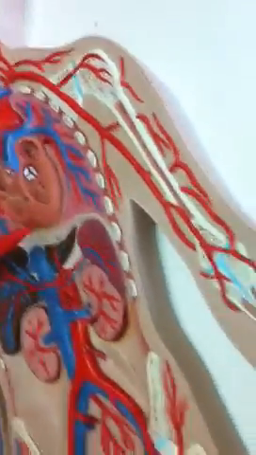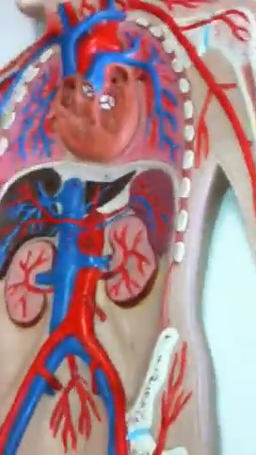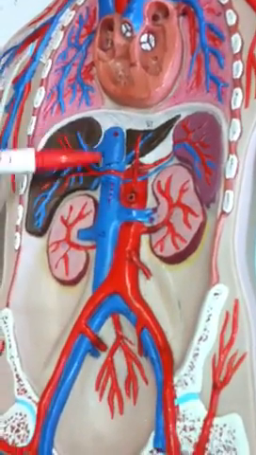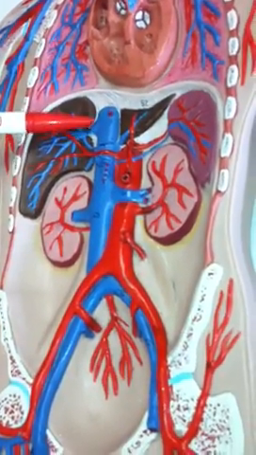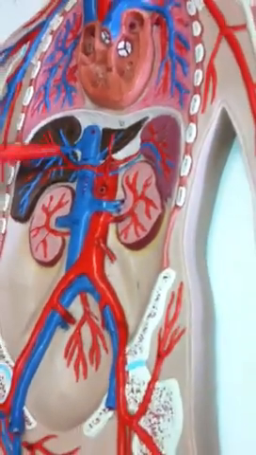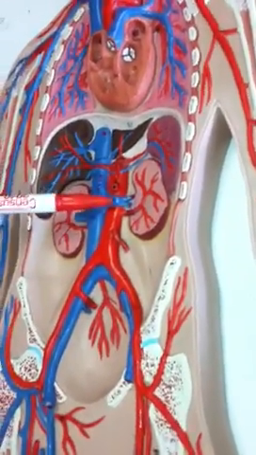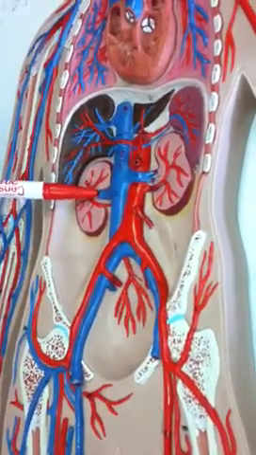And then if we go down below the heart, here's the diaphragm right here. So this is the inferior vena cava that comes off. There is a big common hepatic vein that feeds in from the liver. If you go down, there are two renal veins, one from each kidney.